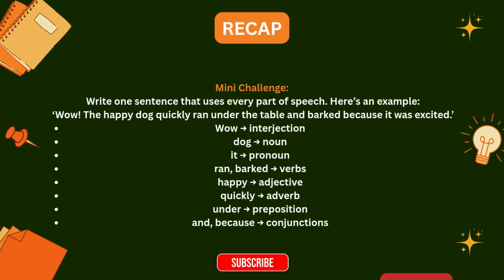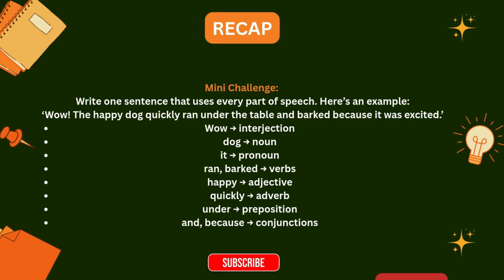Mini challenge. Write one sentence that uses every part of speech. Here's an example. Wow. The happy dog quickly ran under the table and barked because it was excited. Wow, interjection. Dog, noun. It, pronoun. Ran, barked, verbs. Happy, adjective. Quickly, adverb. Under, preposition. And, because, conjunctions.